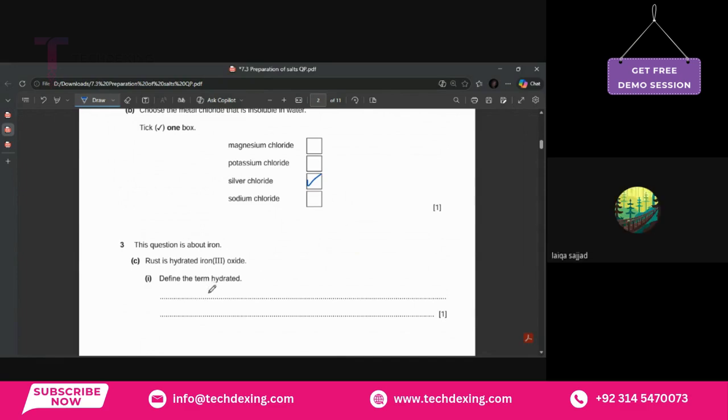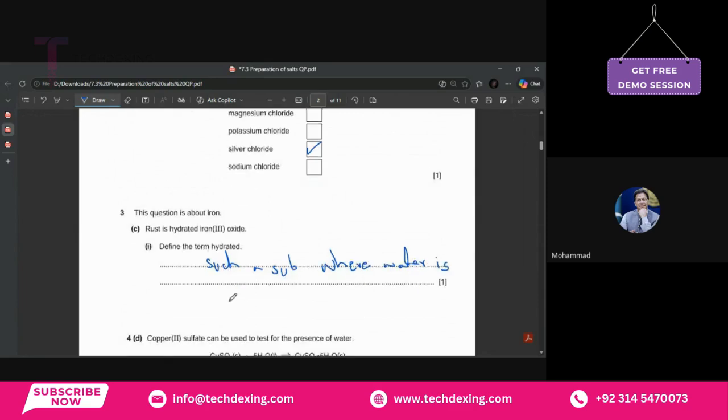So, it's such a substance where water is chemically combined within its structure.